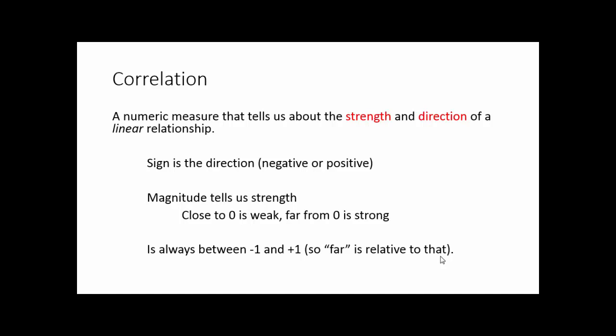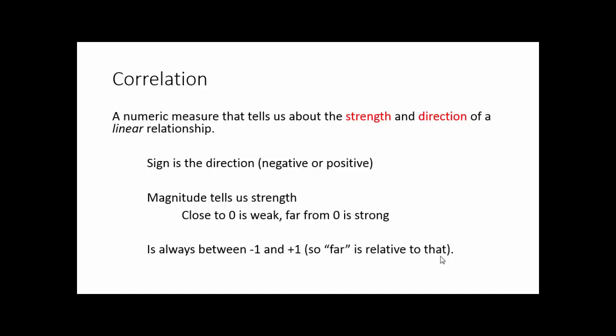So the other two factors, the strength and direction of the association. The way this is encoded in the correlation is the sign. You can have negative correlations, you can have positive correlations. Those show the direction of the association. So a negative correlation goes with a negative association, and a positive correlation goes with a positive association. The strength of the association is measured by the magnitude.